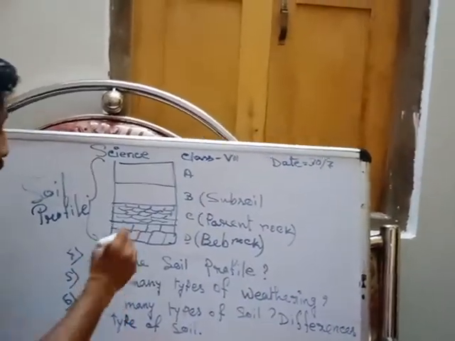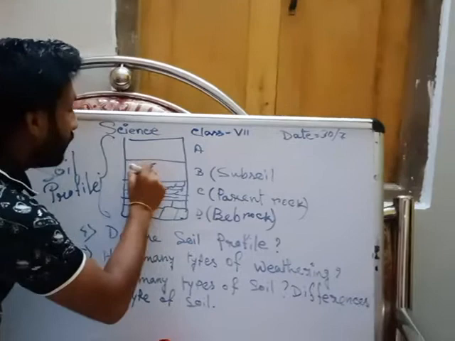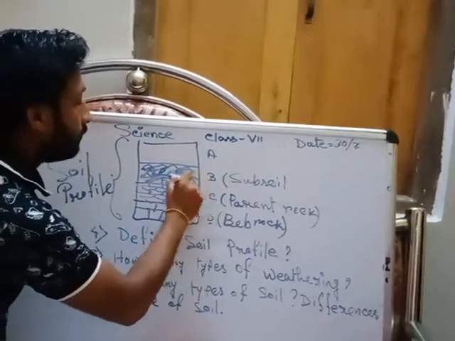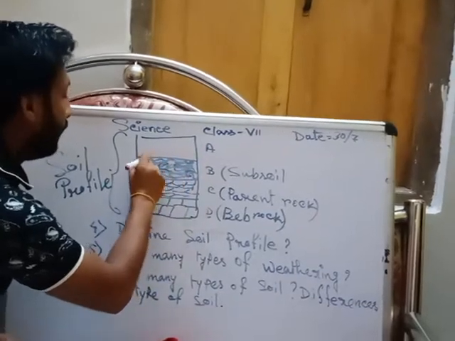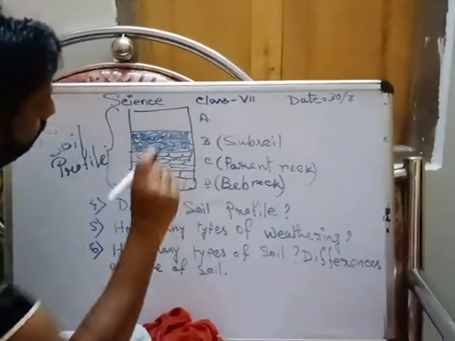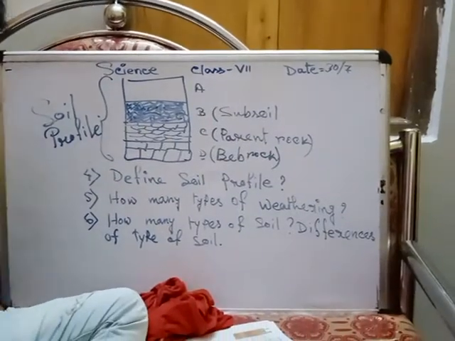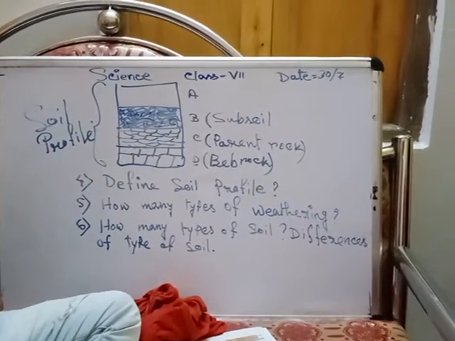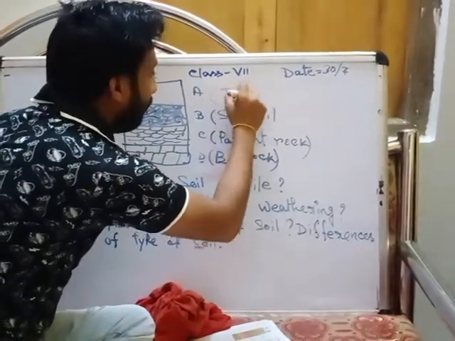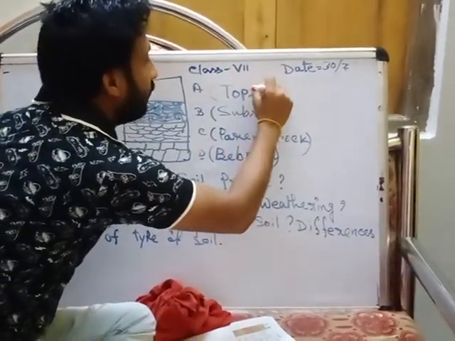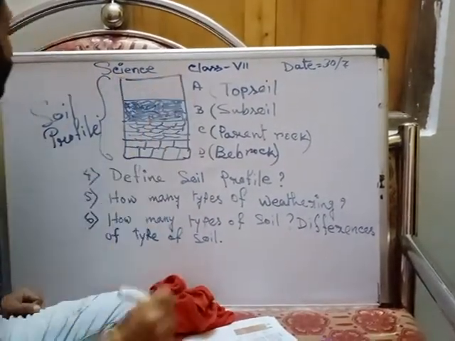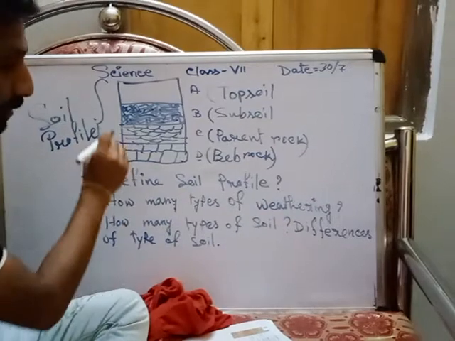Subsoil means rock breaks down into a dust form. Small particles of rock will be converted into rock dust. Then the A horizon is called the topsoil. That means it is the topmost vertical layer of the soil profile.